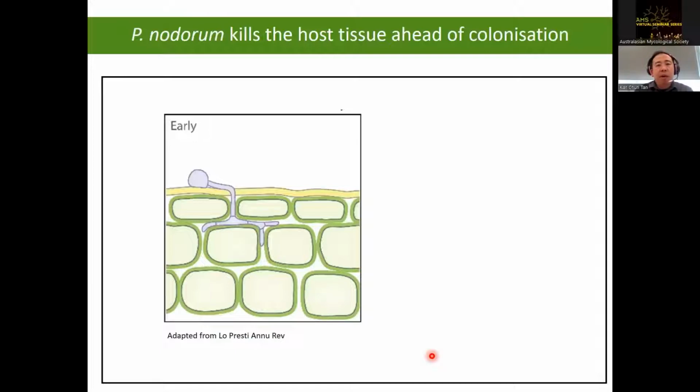Now a little bit more about the pathology of nodorum, and how it actually causes these nasty lesions. How does it kill the host? Being a necrotroph, the pathogen kills the host tissue ahead of colonization. And this is really a typical cartoon of how a necrotrophic fungal pathogen infects. So you have the spore propagule over here. It will germinate and try to get into the host, either directly through epidermal penetration, but most likely it will get in through stomatal entry.